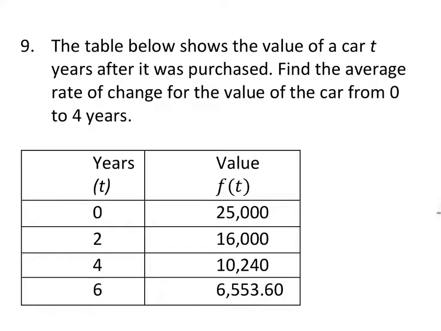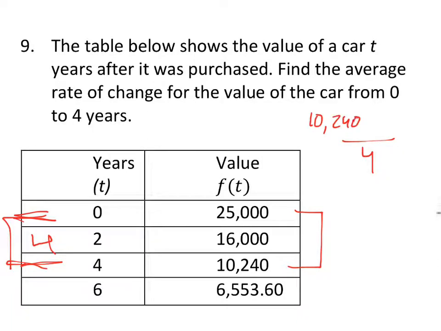Moving on to 9, the table below shows values of the car T after its purchase. Average rate of change from the value of 0 years to 4 years. So we need to get the rise over the run. The run is going to be 4, so whatever we get is going to be over 4. And then we need to go from 25,000 to 10,240. So you take 10,240, you subtract out 25,000.